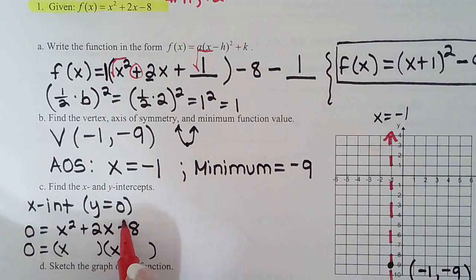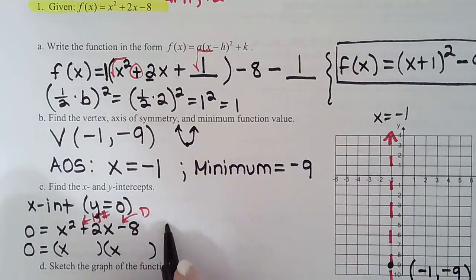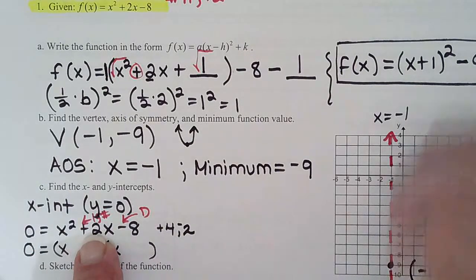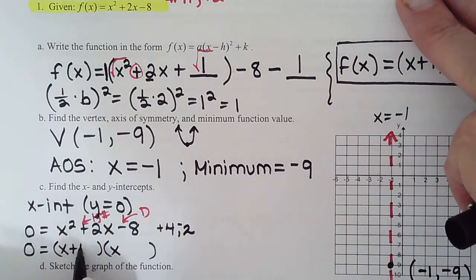This says the signs are different. And this says the large number is going to be plus. So we're looking for factors of 8 that subtract to 2, which would be 4 and 2. Largest number is plus. And then just add those together, it's 4 minus 2, 2. Yep. So this will be plus 4 minus 2.